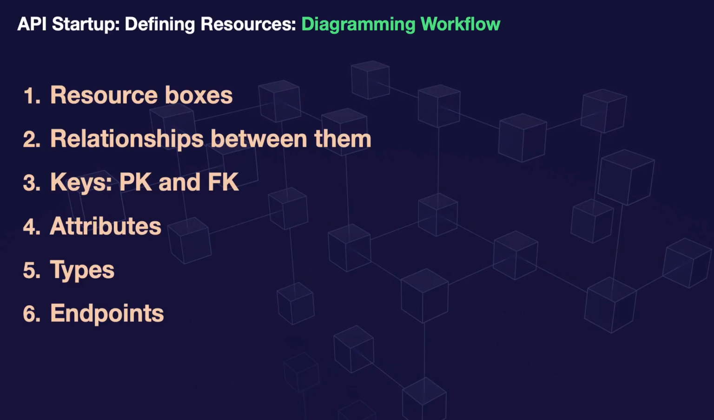So we can just add one more point to our diagramming workflow. And again, let's look at the workflow. 1, make the resource boxes, the primary resources, the main tables of your database in your app. 2, draw the relationships between them. 3, get down the keys, the primary key and foreign key attributes. 4, just the general attributes. 5, types for everything. And 6, those are the API routes, the endpoints. When you're done with that, you will have a very good idea of where you're going with this API.